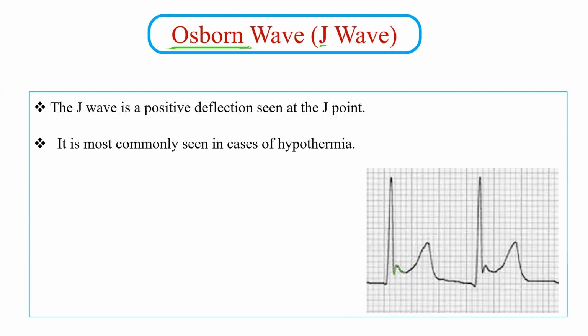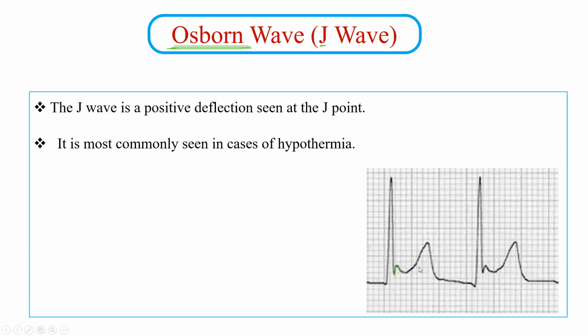But the Osborn wave is thought to be the most specific sign on EKGs for patients with hypothermia, because patients with hypothermia can present with bradycardia, QT interval prolongation, and some supraventricular tachycardias. But the most specific one of all these findings is the J wave. And the height of the J wave is thought to be roughly proportional to the degree of hypothermia. The more hypothermic the patient is, the larger and taller the J wave will be.